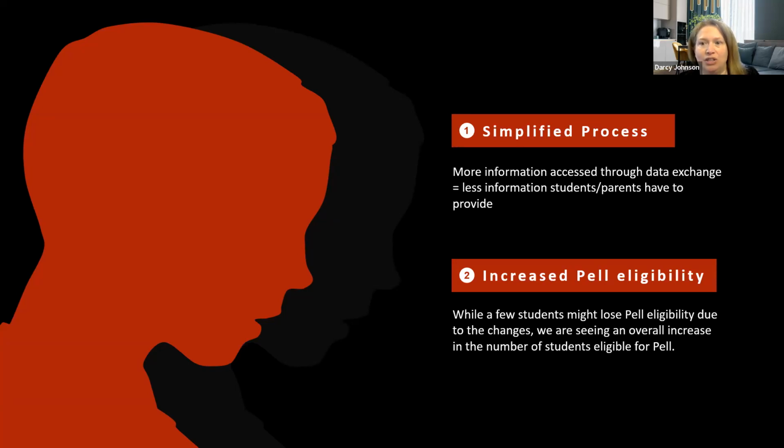More information is accessed through the data exchange, which means less information that the students and parents have to provide or manually enter. I know there's a big concern, and a lot of people feel that these changes are negatively impacting middle-class families. We really don't know what the outcome is going to be until we have all of the data to see all of these different scenarios. However, with the data that we do have, due to the changes in how Pell eligibility is being calculated, while there are a few students that may lose Pell eligibility because of the change in asset reporting and because of the number in college, overall most schools are seeing a significant increase in the number of Pell-eligible students and the amount of Pell that they're going to be eligible for. So truly, I think these changes are going to benefit more students than they're harming.